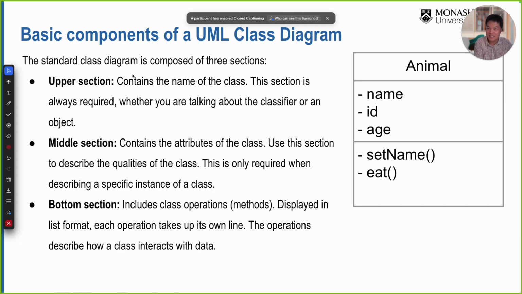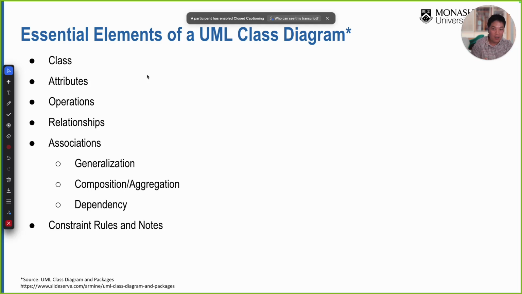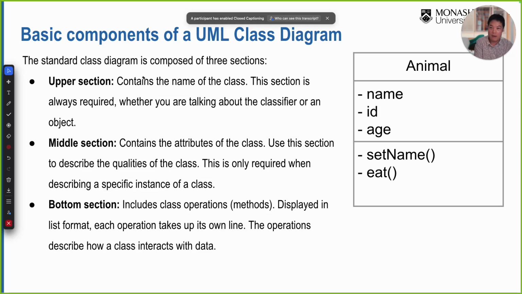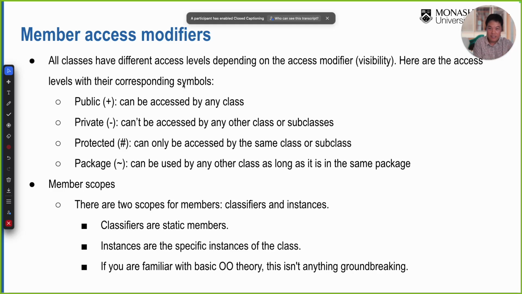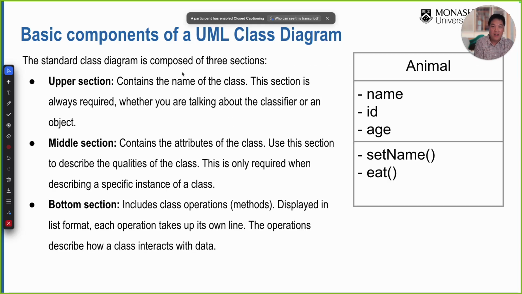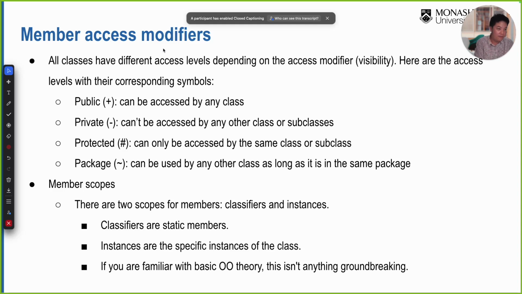Next. The elements of the UML class diagram, as I mentioned before, are class, attribute, operation, relationship, association, and the constraint rules. We have already talked about the basic component: the upper section, middle section, and bottom section. The next one is modifiers. For each of the data attributes or operations, you have to include the modifiers as well. Normally it can be as follows: public, private, protected, or package.